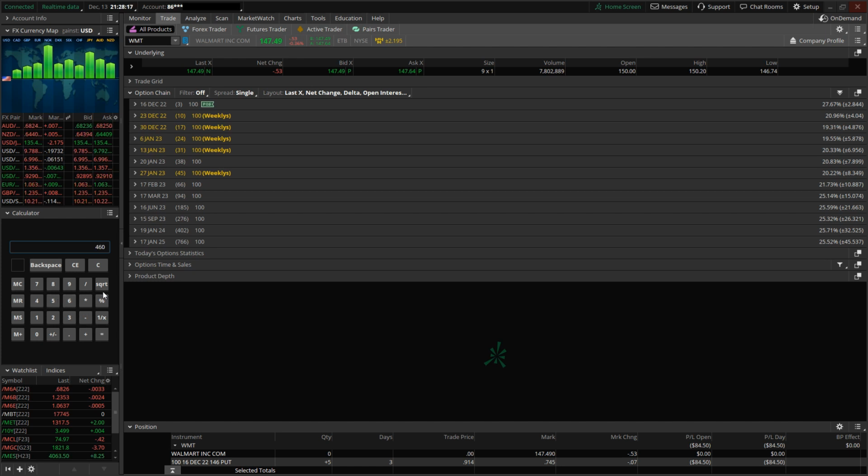So not including commission, this is a $460 trade to hold these contracts for the next 3 days. So this is equal to holding 500 shares of Walmart for $460. Now the alternative is to actually short these shares, right? But that would require a whole lot more capital.